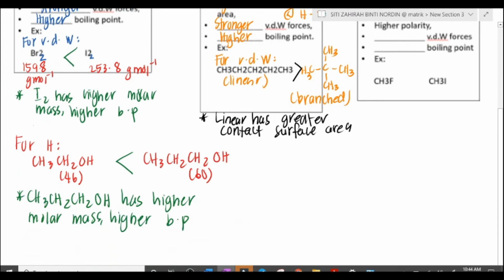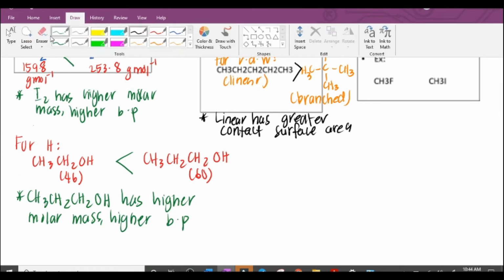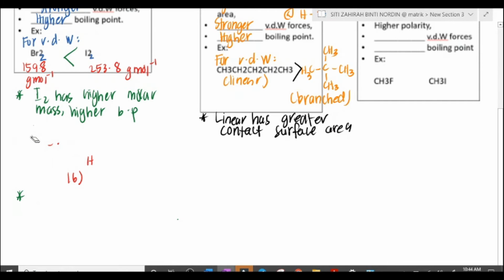higher boiling point. But what if I change this linear structure, changing CH3 into OH, and the same thing for the branch as well? Yes, the same thing still happens. The linear hydrogen bond molecule will have a greater contact surface area than the branch one.